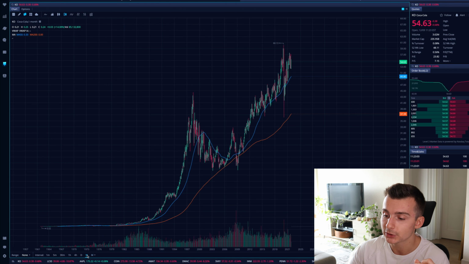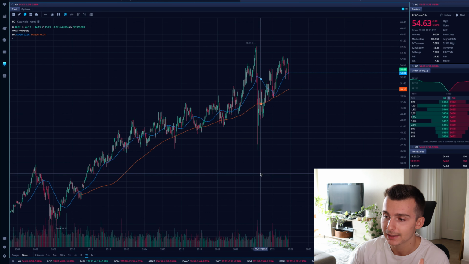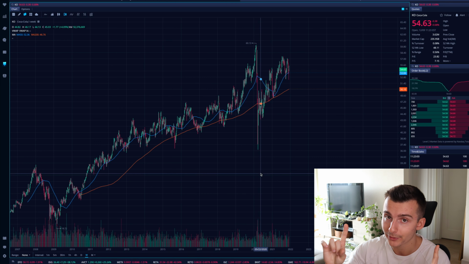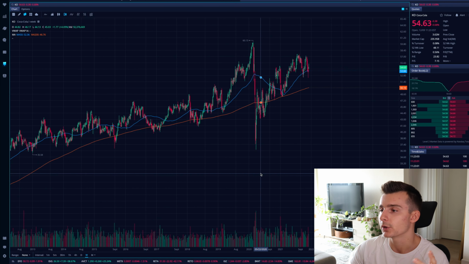I can go to the weekly charts, keep zooming ourselves in. Each of these candlesticks is now 1 week. So that's what you need to know.